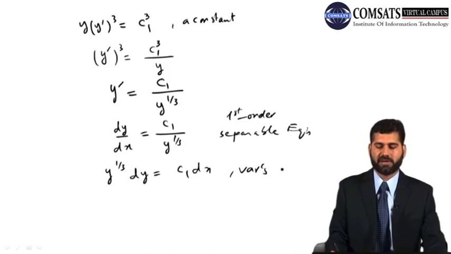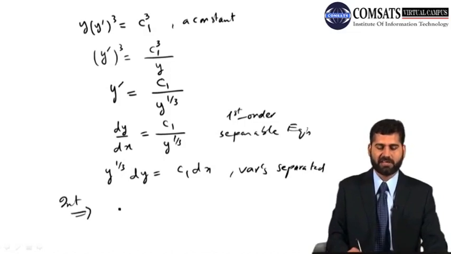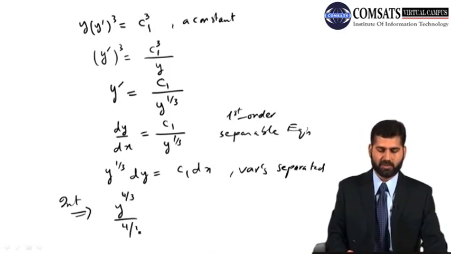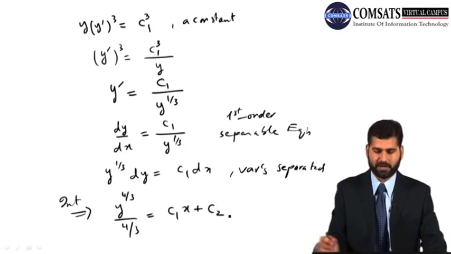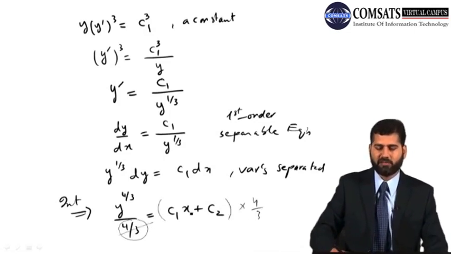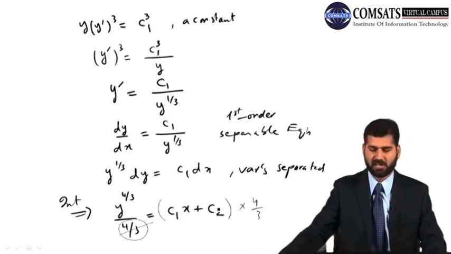Variables are separated. So once the variables are separated, you get to integrate here. If I integrate, I will get y to the power 1/3 plus 1, 4/3, divided by 4/3, is equal to c1x plus c2. If I multiply this by 4/3 on the right side, then 4/3 times c1 plus 4/3 times c2 gives me another constant. So I can write c3 and c4 for that.